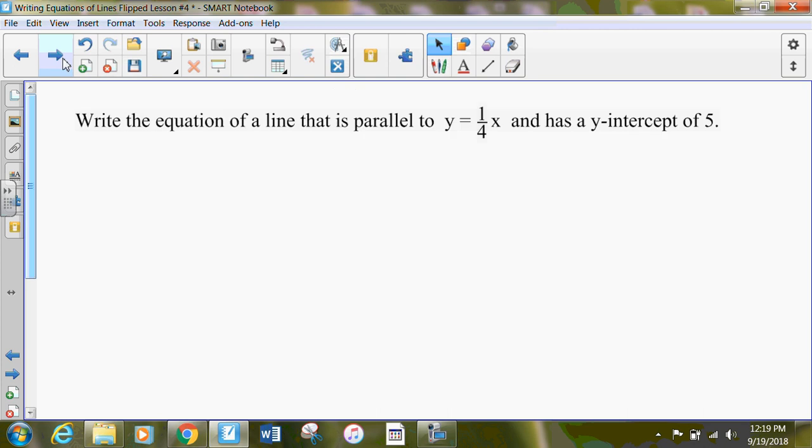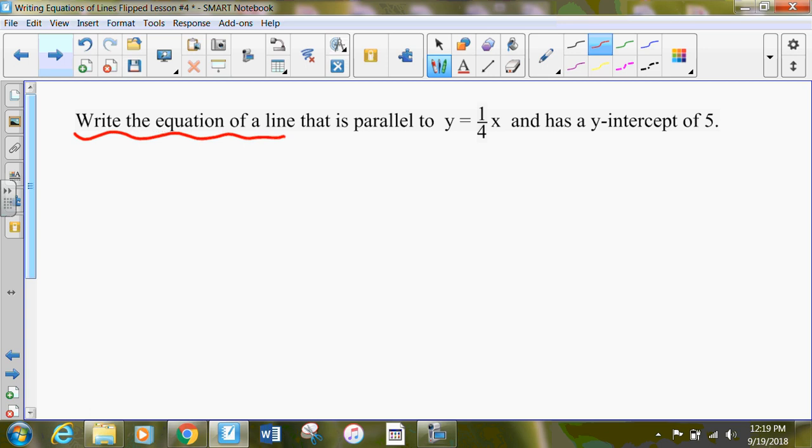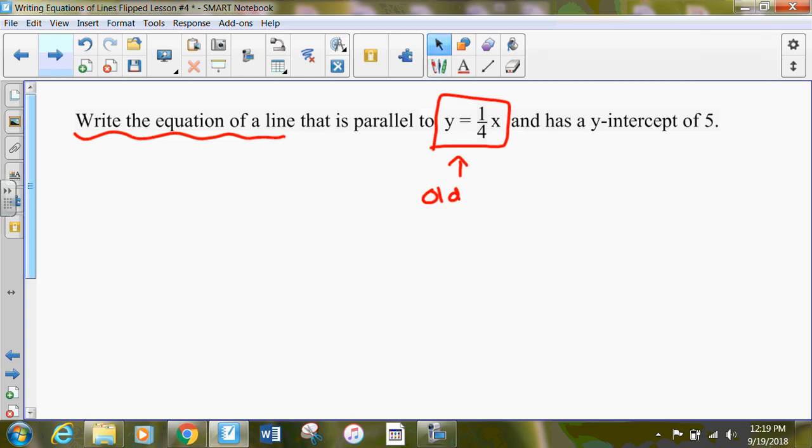Write the equation of a line that's parallel to y equals 1/4 x and has a y-intercept of 5. Here we're just writing the equation of the line. We're not graphing it. So what do we know about parallel lines? That's right, parallel lines have the same slope. They're giving me an equation already. This is the old equation, and now we want something new.